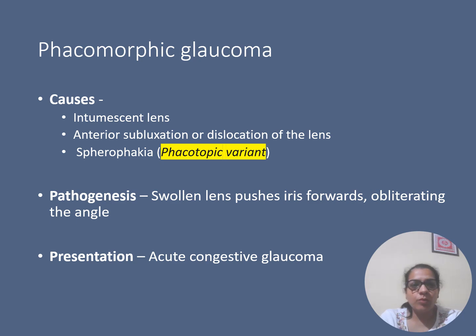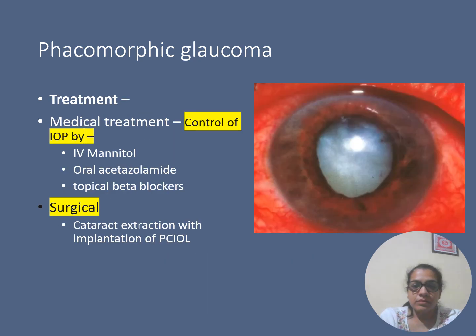Let's start with phacomorphic glaucoma. The causes are intumescent lens, anterior subluxation or dislocation of the lens, or spherophakia, that is phacotopic variant. What is happening here? The swollen lens pushes the iris forwards, which obliterates the angle. Patient generally presents with acute congestive glaucoma here. The treatment is mainly surgical, that is cataract extraction with implantation of IOL.